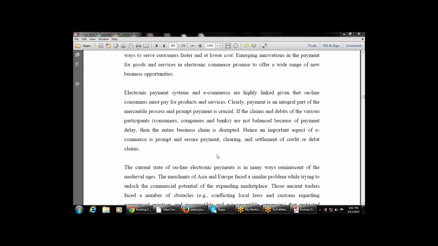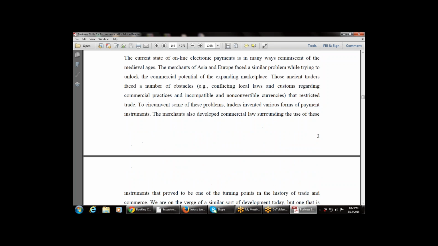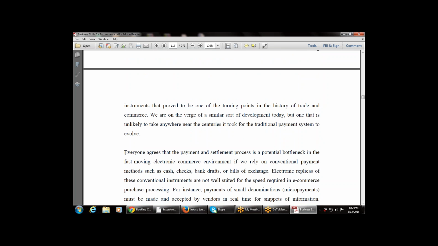So the current scenario of the e-payment system is used in various ages. Everyone agrees that the payment and settlement process is a potential bottleneck in the fast-moving electronic commerce environment. That is, everyone agrees that only when there is secure, fast and prompt payment will there be vast growth of the e-commerce environment.